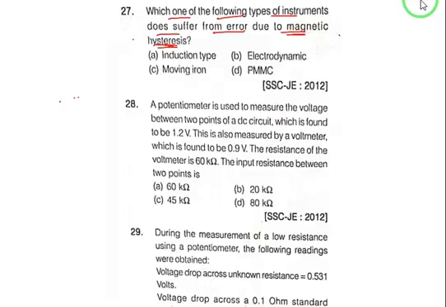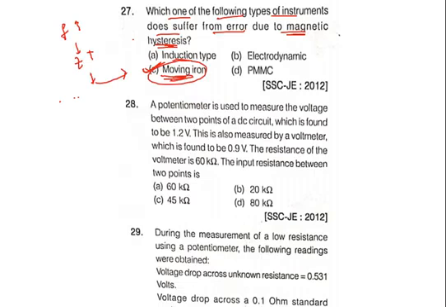So, which type of instrument suffers from error due to magnetic hysteresis? The moving iron type instrument. In that, moving iron material will be there. Due to that, frequency changes. Due to frequency changes, impedance of the coil changes. Due to this, the reading of the moving iron instrument will change. Therefore, the moving iron instrument gets affected by the hysteresis loss.